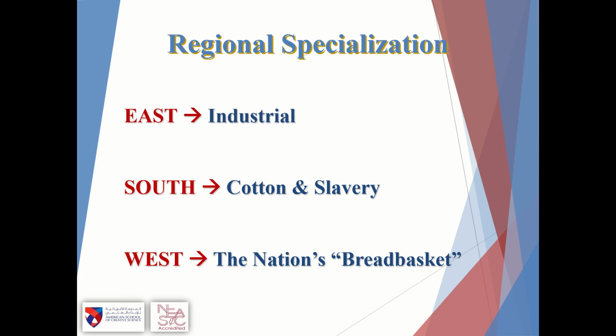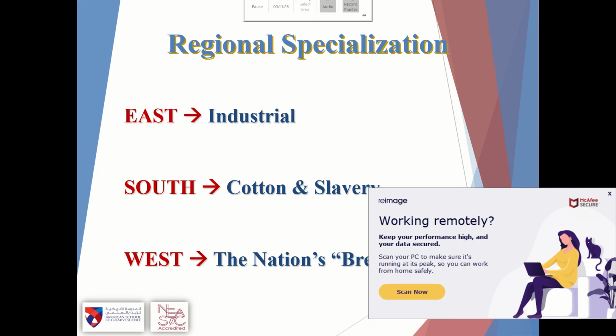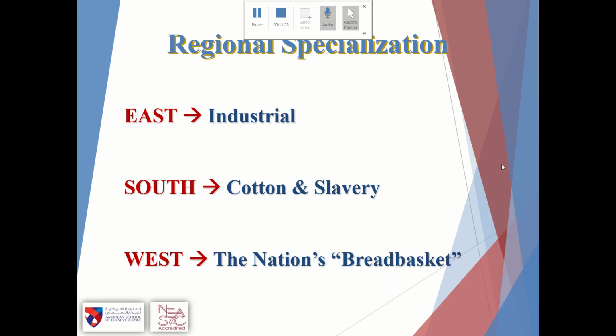Regional specialization. So in the east of the country, it was industrial. In the south of the country, it was cotton and slavery. In the west of the country, it was the nation's bread basket. So we can see the regional specialization here.